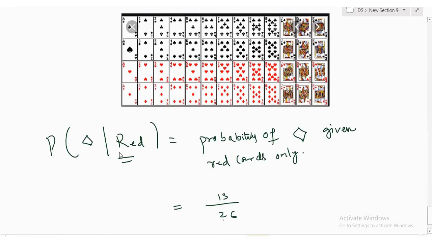If I don't give this information, what will the probability become? 13 by 52, which is 25%. So is your predicting ability going up or down when I have some information? You guys are understanding me? Giving some information, your predicting power goes up.